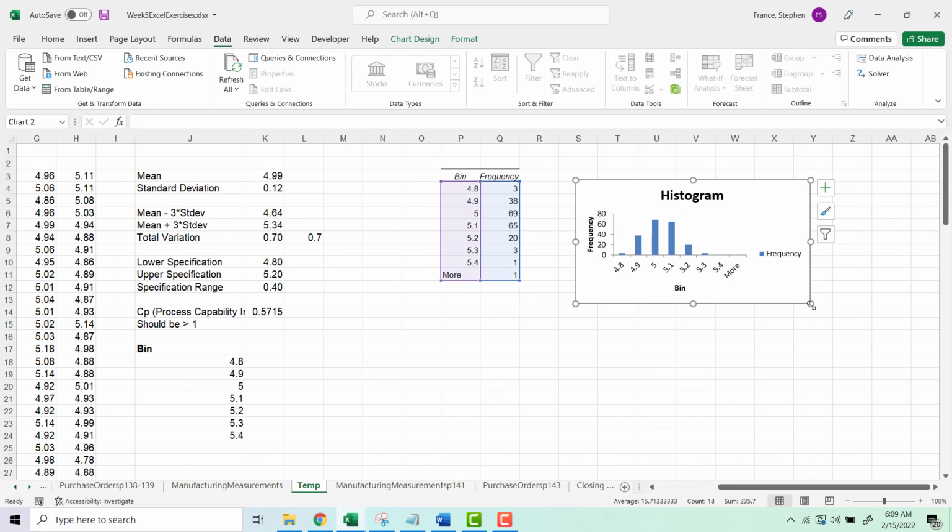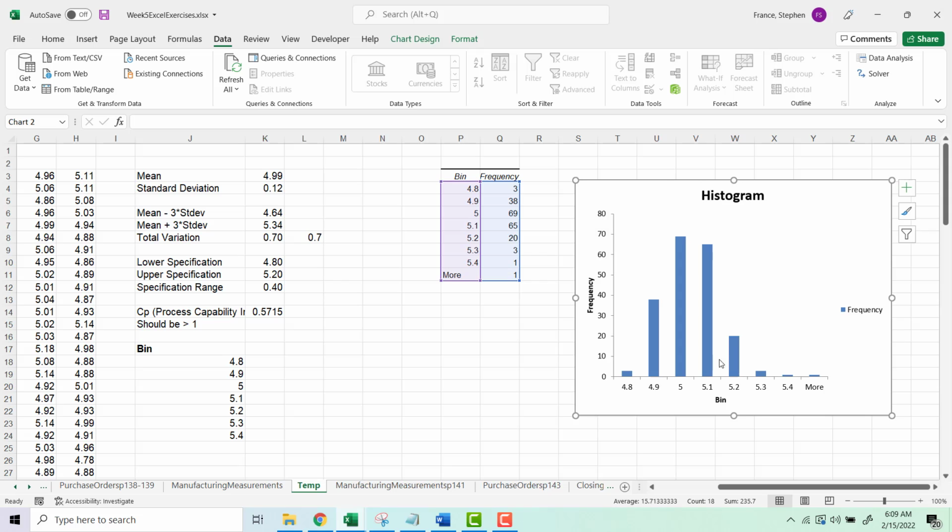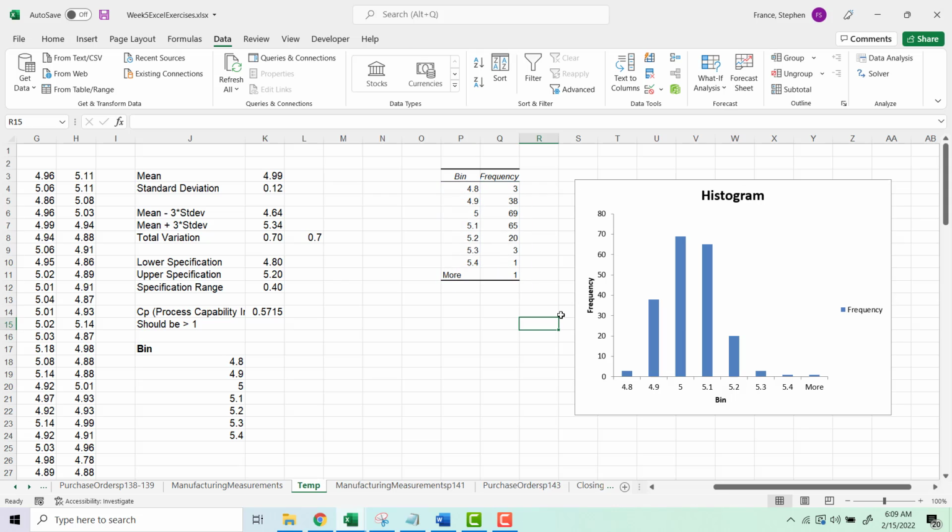And again, like most manufacturing processes, you've got most near the mean, then you've got a few little outliers. And here we have a few little outliers skewed to the right. So again, to fit the Six Sigma within 4.8 to 5.2, we'd need to squash this process and remove some of these outliers to bring our process capability above 1.